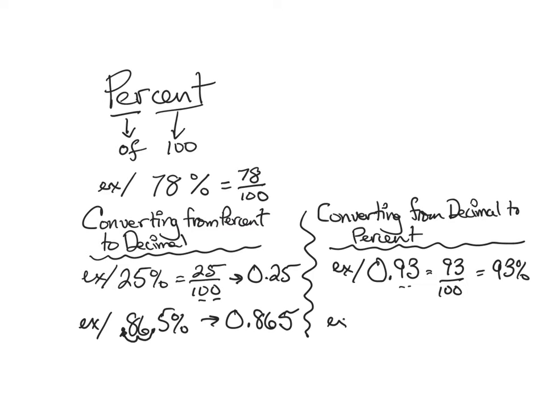So if we take another example, 0.539, I'm just moving my decimal place to the right. 1, 2, because zeros, 1, 2 over 100, and that will give me 53.9%.